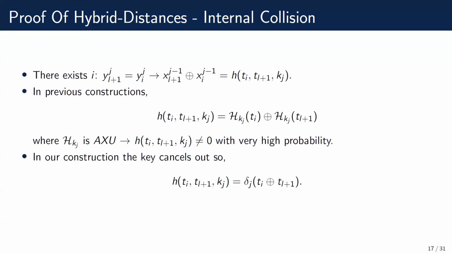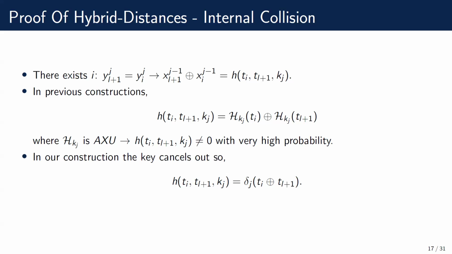So we can see that there exists a query I that is smaller than L, such that we have a collision on the input at the J-th round between the I-th query and the L+1 query. This gives some equation that involves the output of the J-1 permutation for the L+1 query and I-th query to be equal to some function h, which is dependent on the tweak at the I-th query, tweak at the L+1 query, and the key at the J-th round. And in previous works, that value was actually equal to some XOR of almost XOR universal hash function, which with very high probability was non-zero.